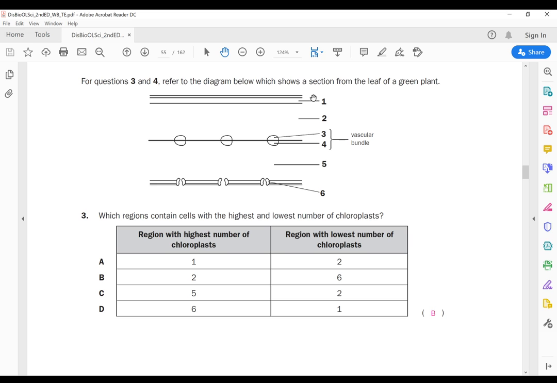So it can be, actually, only number 1. Okay, lowest number of chloroplasts, 1. Or even number 6 as well. Okay, 1 cannot. Why 1 cannot? Because they say region with the lowest number of chloroplasts. That means it still must have chloroplasts. So 1 in fact is 0. So the best answer will be B: 2, which is the palisade cells that have the chloroplasts, and the lowest number will be 6, which is the guard cell that has a very, very small number of chloroplasts as compared to regions 2 and 5.